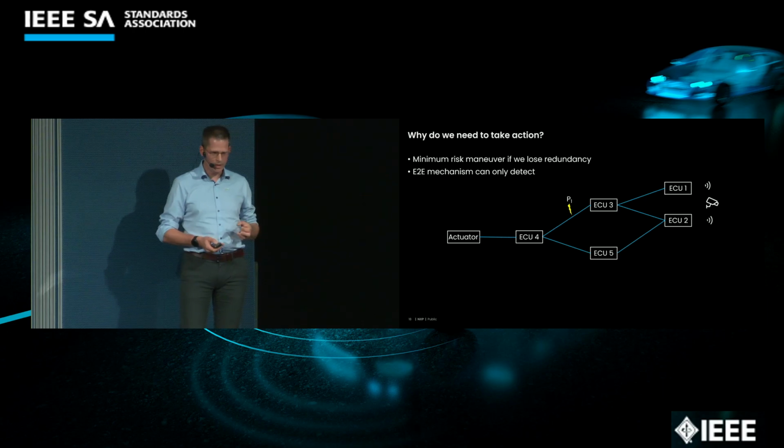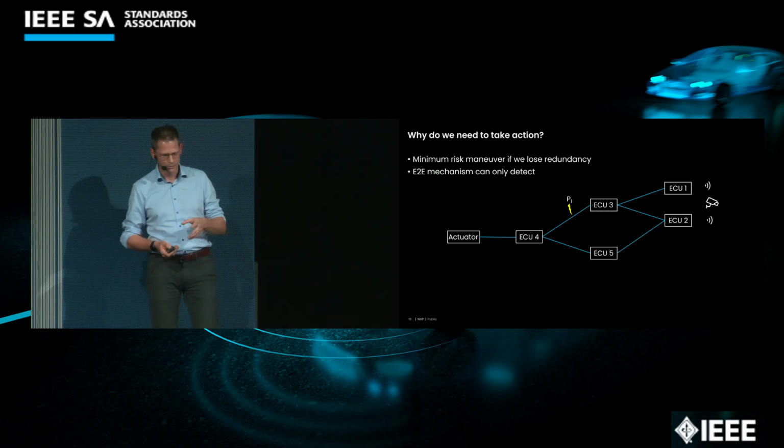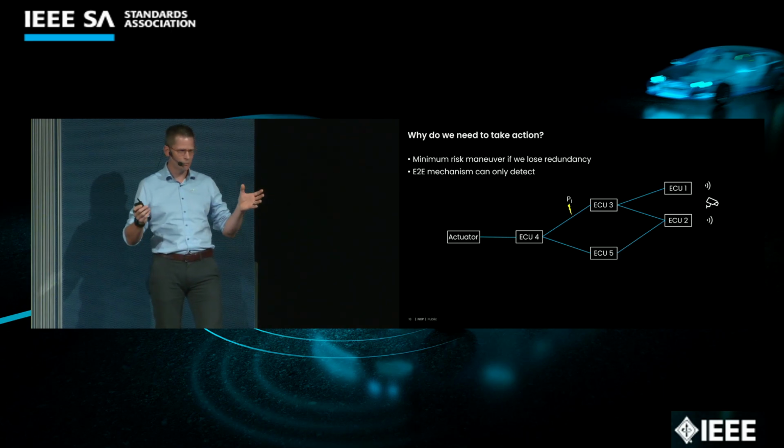So if we now have a fault in one of the networks and we lose the redundancy, for the safety critical application we need to take the remaining part to perform the minimum risk maneuver. If we rely on the end-to-end mechanism, of course, we can detect the fault, but we don't know where it happens, so we cannot do much against it.